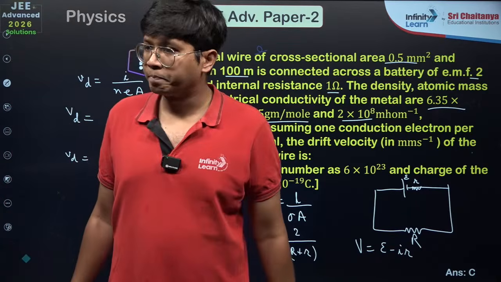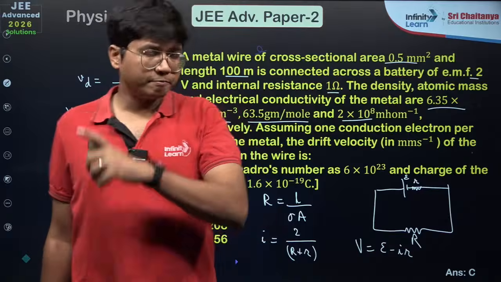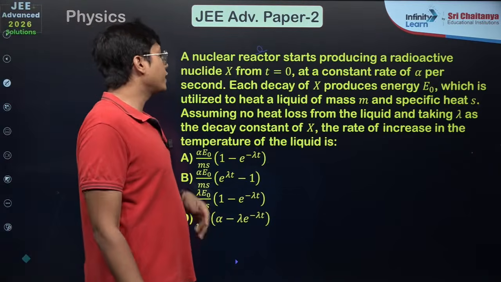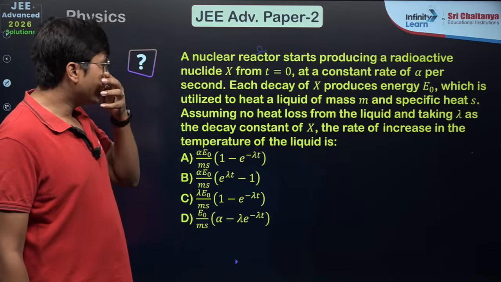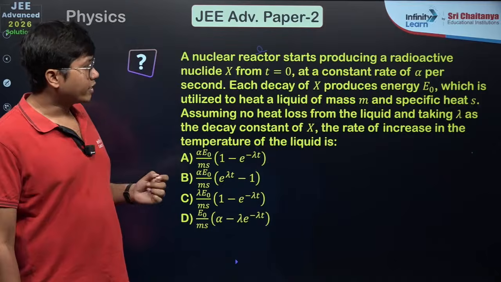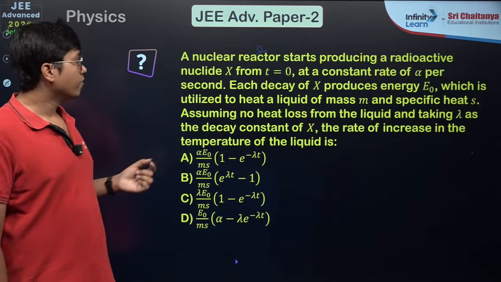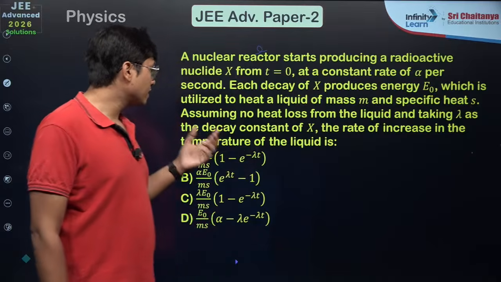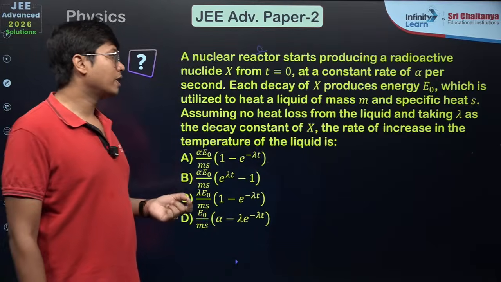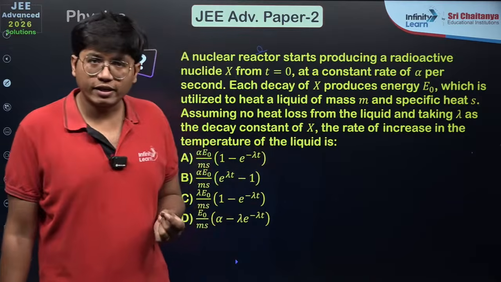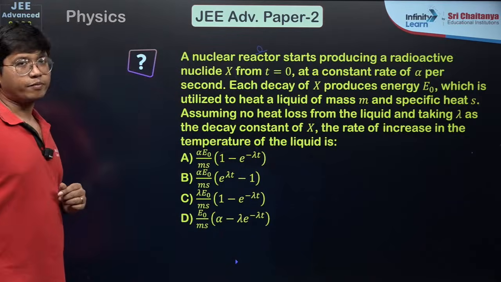Okay. Let's move on to the next one. Next question says, a nuclear reactor starts producing a radioactive nuclide X from t equal to 0 at a constant rate of alpha per second. Each decay of X produces an energy E naught, which is utilized to heat a liquid of mass m and specific heat capacity S. Assuming no heat loss from the liquid and taking lambda as the decay constant of X, the rate of increase in the temperature of the liquid is how much?